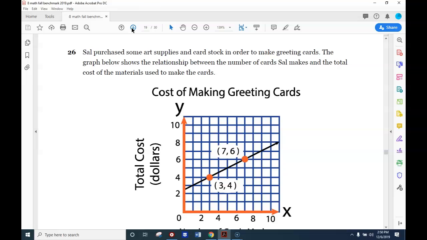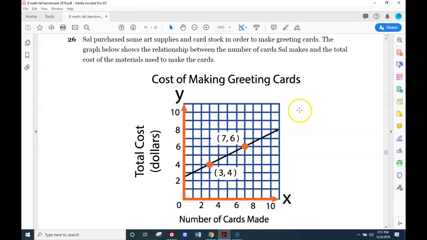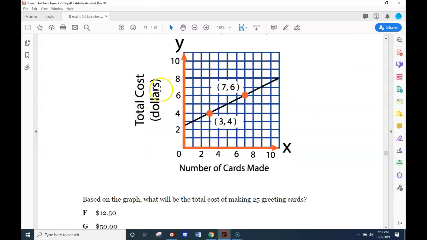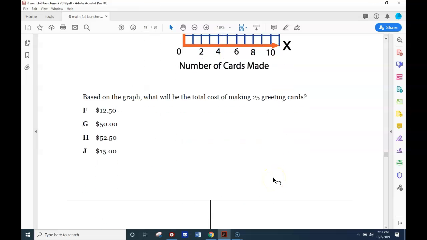Sal purchased some art supplies and cardstock in order to make greeting cards. The graph below shows the relationship between the number of cards Sal makes and the total cost of the materials used to make the cards. Cost of making greeting cards, total cost in dollars, number of cards made. Based on the graph, what will be the total cost of making 25 greeting cards?